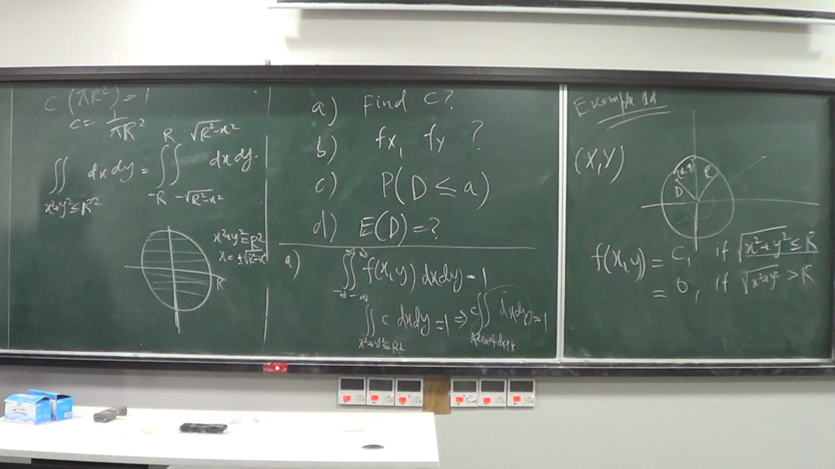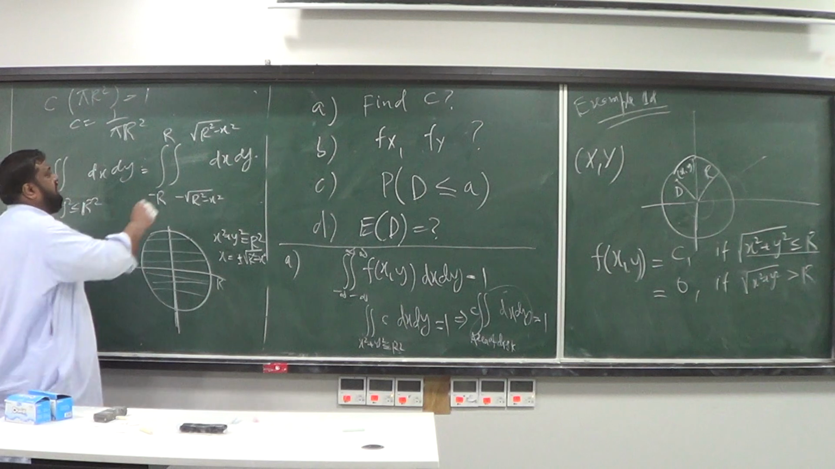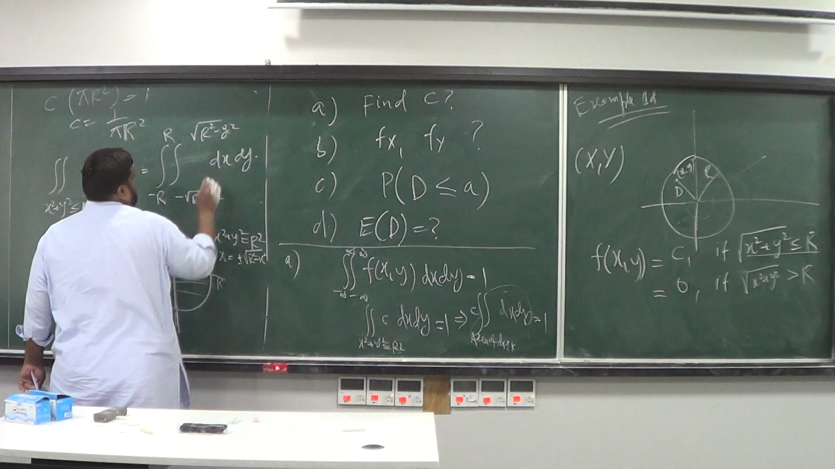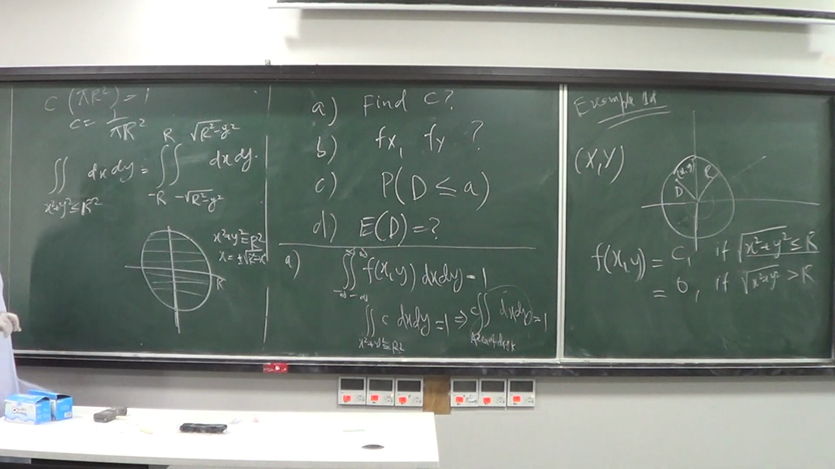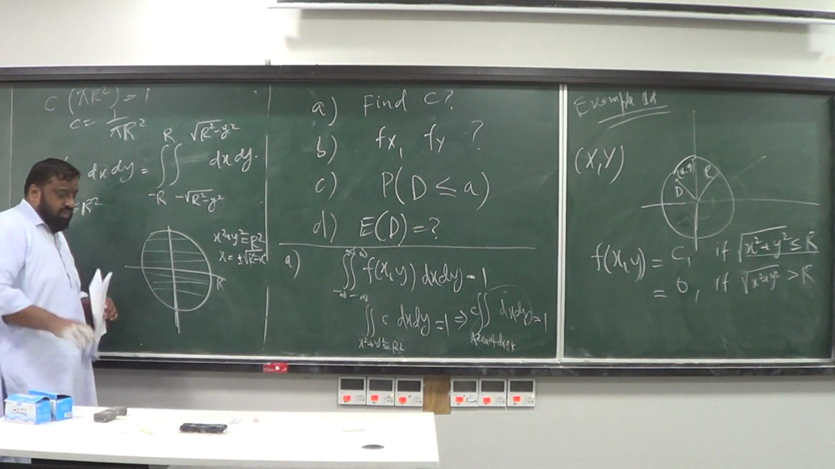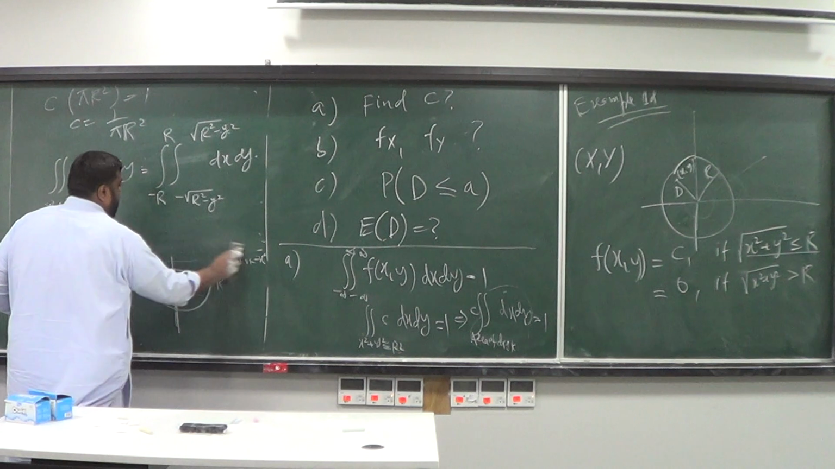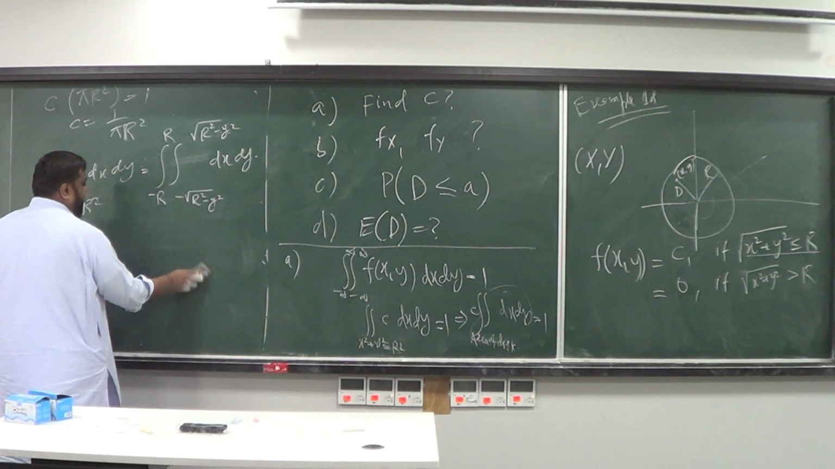And then you can compute the integral. But obviously computing this integral is a bit more fancy, a bit more difficult. You're going to have r square minus y square. So you're going to see that it's not easy to calculate this integral, but what you can do is convert the integral.